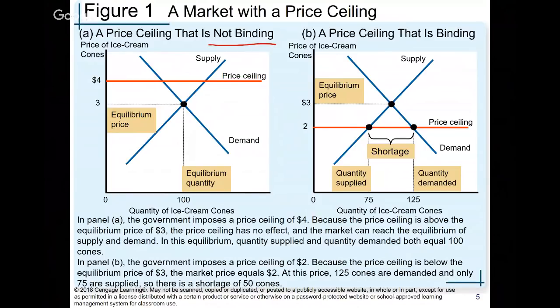Remember that when you have a price ceiling that's above the equilibrium price, that's non-binding. Now, vice versa, let's suppose the price ceiling is set at $2.